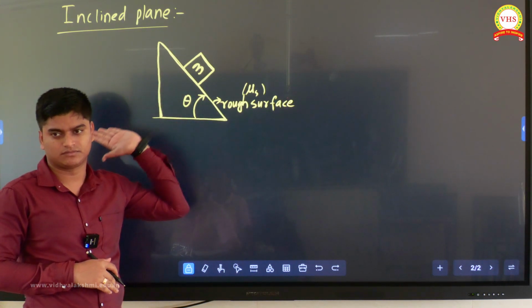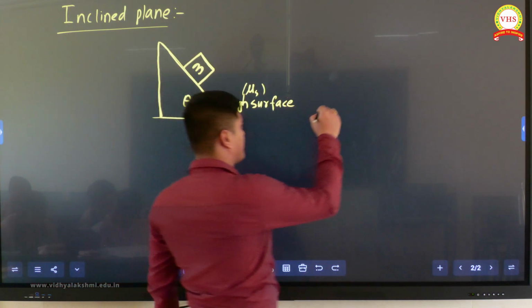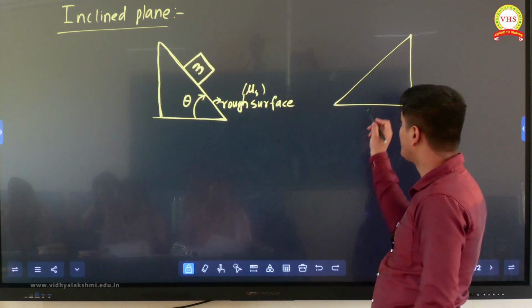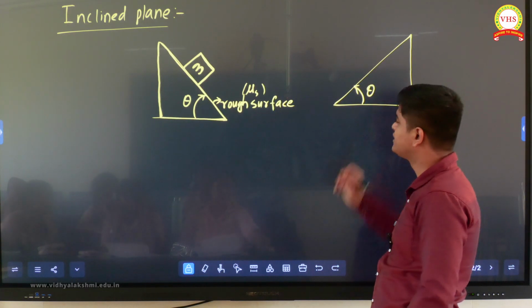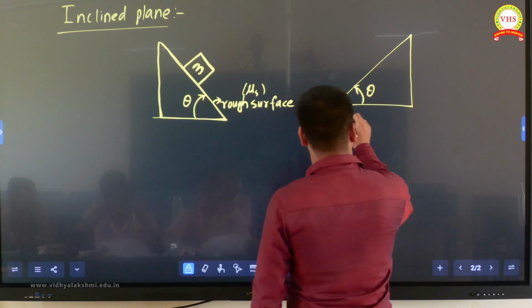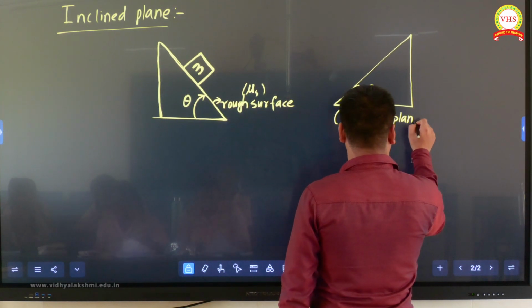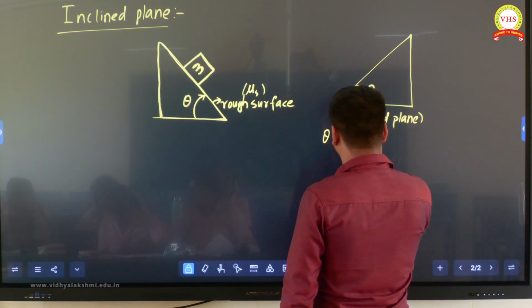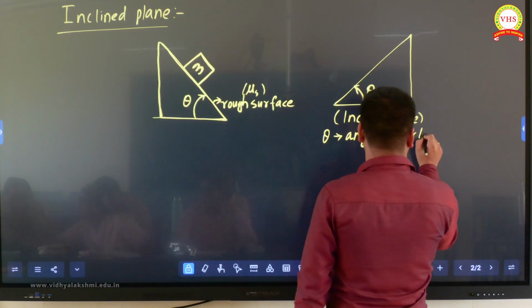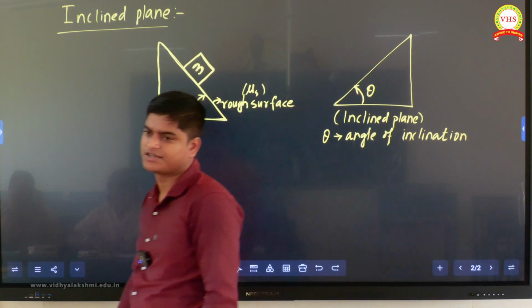One plane is inclined, so it makes a certain angle with the horizontal. Sometimes you can represent it like this also. This is also an inclined plane, and you can take this angle as theta. What is this theta called basically? Theta is the angle of inclination.